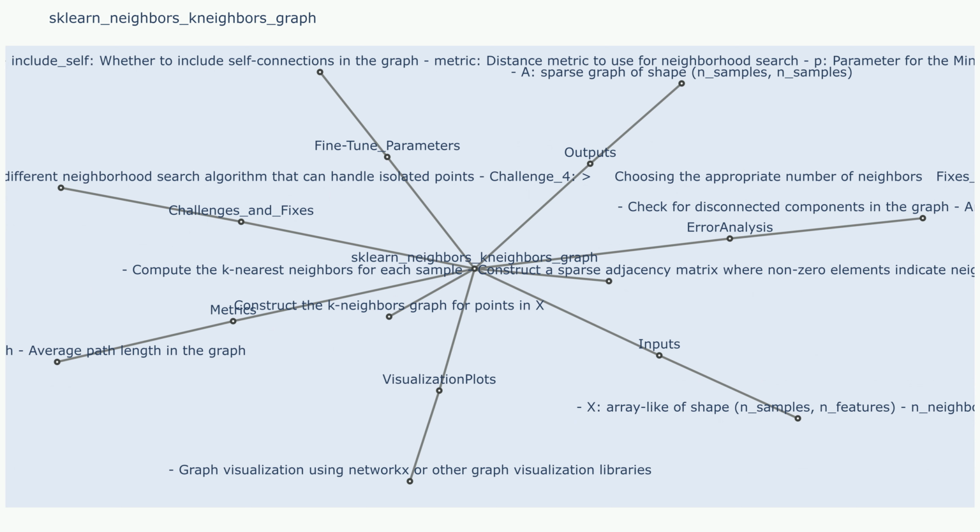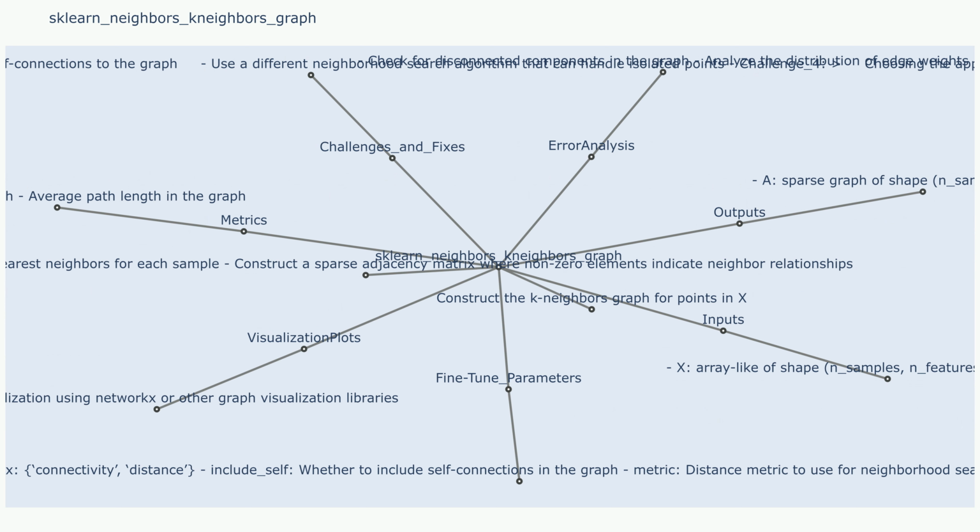Mode: this parameter specifies the type of graph representation. It can take the values connectivity or distance. If set to connectivity, the adjacency matrix will contain only ones and zeros, indicating the presence or absence of an edge. If set to distance, the adjacency matrix will contain the actual distances between neighbors.